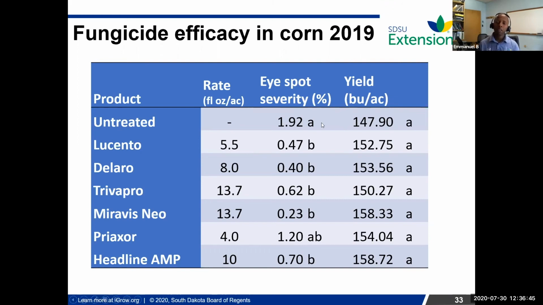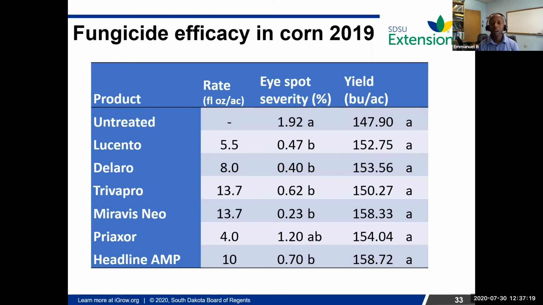So even last year, we had a trial where we looked at, again, about 6 fungicides, and these were applied at R1, so that's at silking. And you can see that the Eyespot was the only disease, and in the non-treated plots, we had less than 2% of this disease. So the fact that you really don't see a lot of disease pressure perhaps is why we're not seeing a significant yield difference when we do the statistics on the yield data.